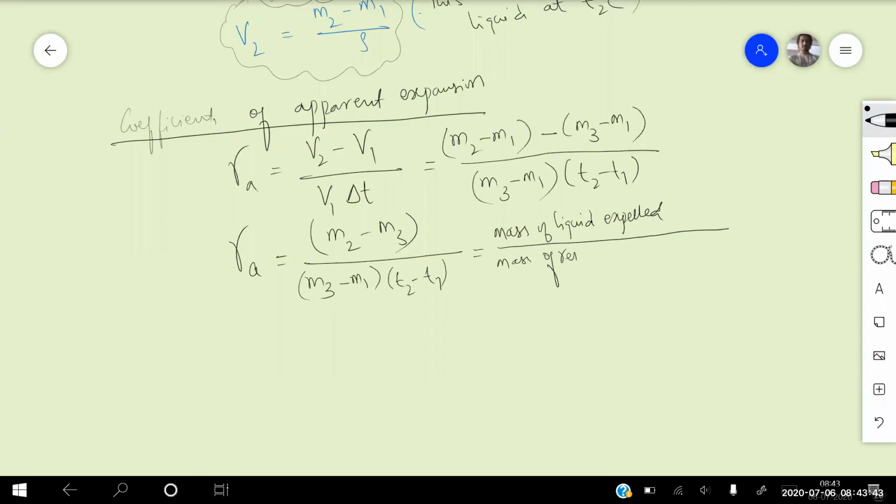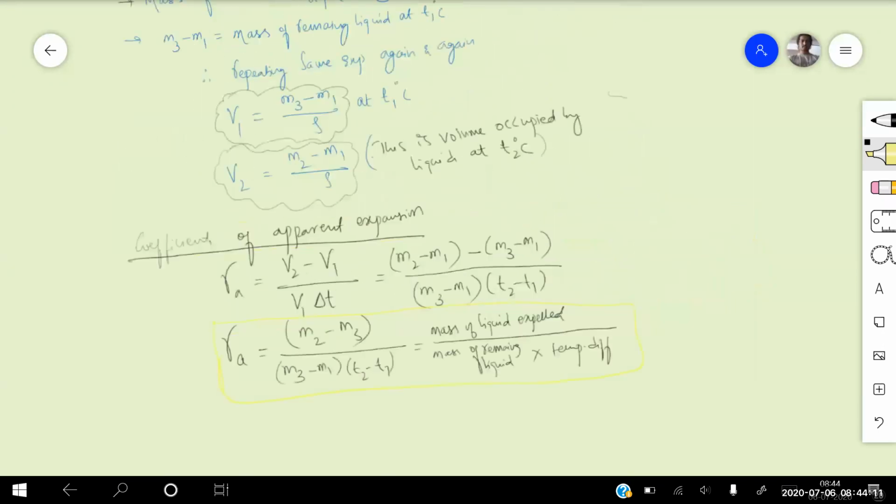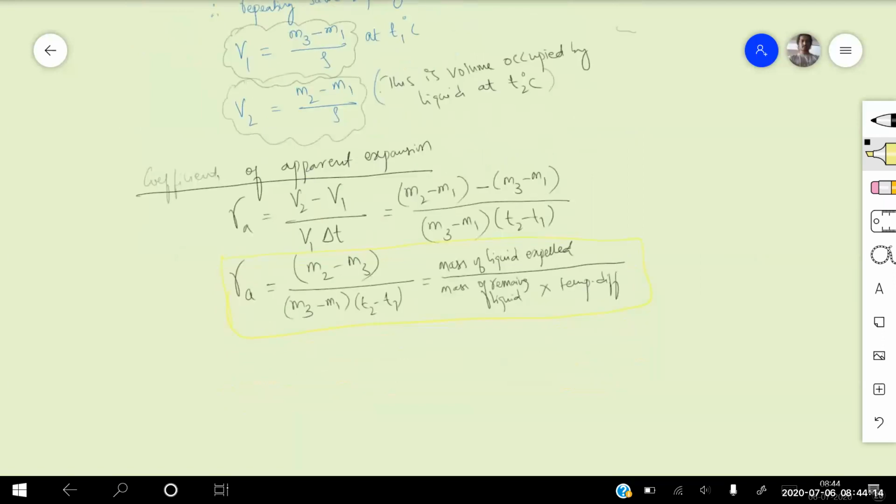Mass of remaining liquid into your temperature difference. This is a very important formula to be remembered for your competitive examinations, beta. Gamma apparent is equal to M2 minus M3 divided by M3 minus M1 into T2 minus T1. M2 minus M3 is nothing but mass of liquid expelled, and M3 minus M1 is nothing but mass of remaining liquid into temperature difference part of relation. So that will be the value of the gamma apparent.